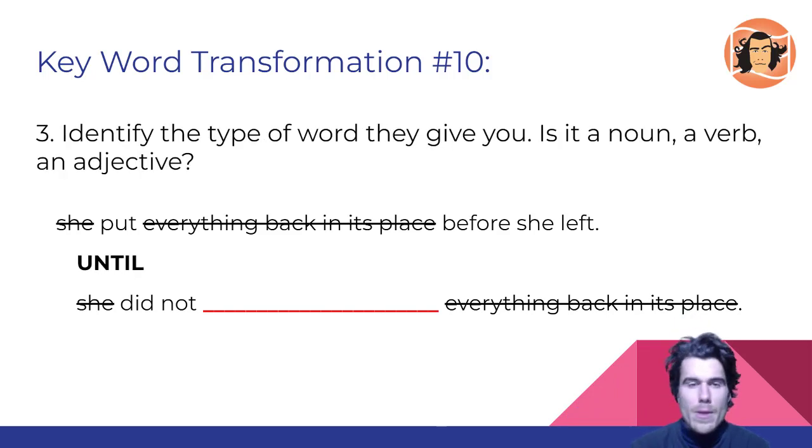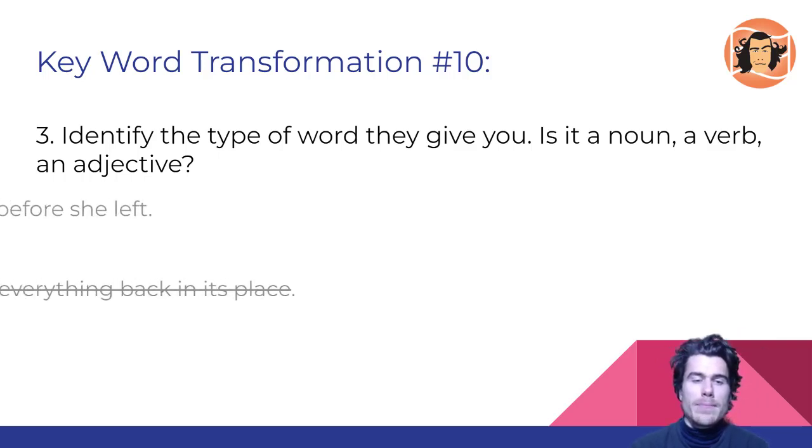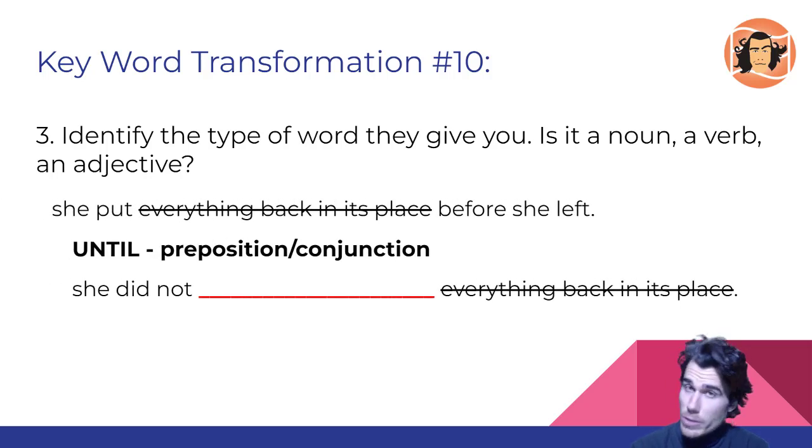Step 3. Identify the type of word they give you. Until. Is until a noun, a verb, an adjective, something different? Again, you can take a minute to have a think, write down what you think the type of word is, press play, and I'll tell you. So, the word until is actually a preposition or a conjunction.